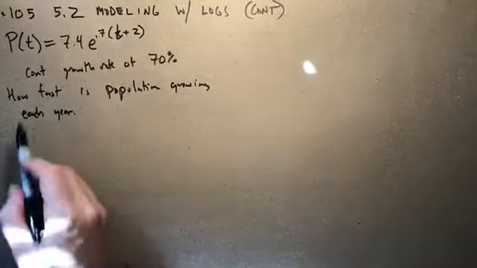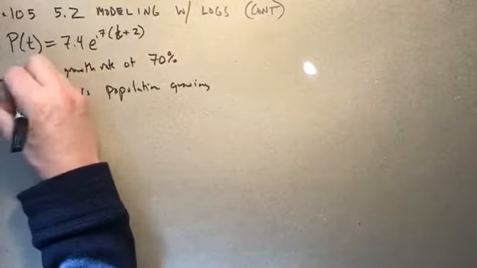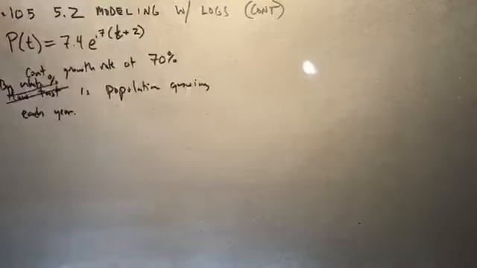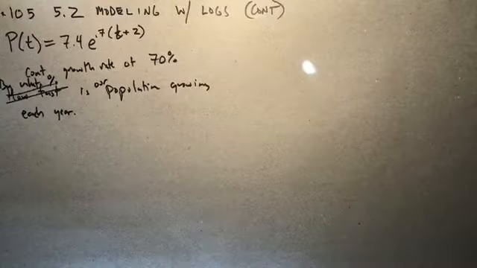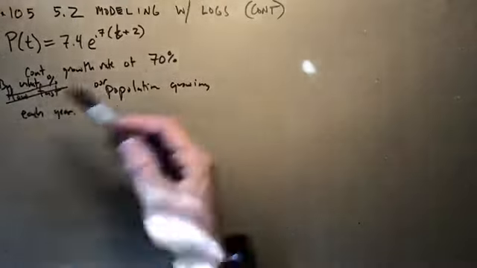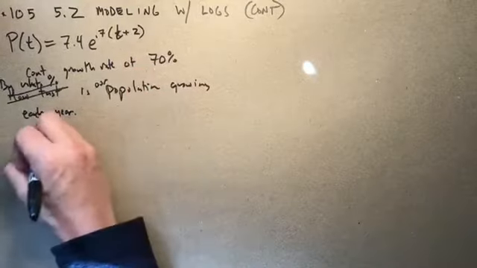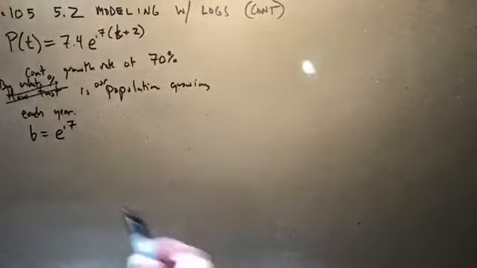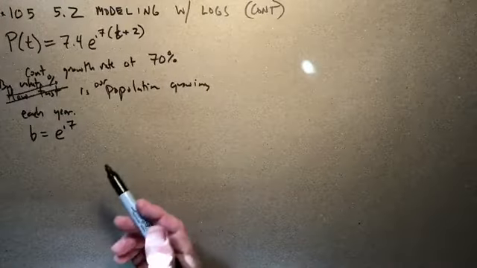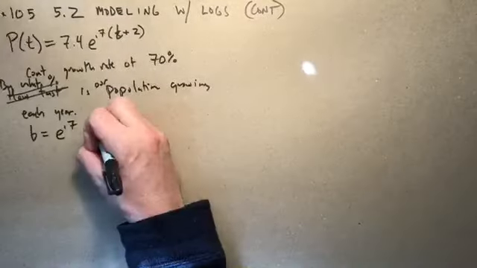I guess I should probably have a better term there. By what percentage is our population growing each year? And the idea is we're given a k value here. We know that our growth factor is equal to e to the 0.7, but we're not asked for a k value. We're asked by what percentage is our population growing each year. We want r.